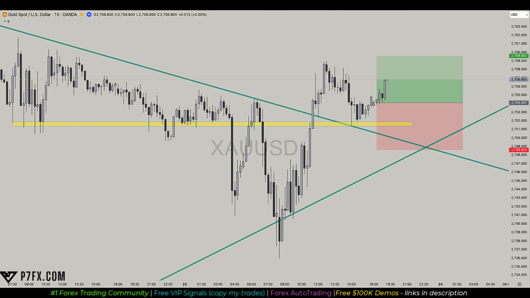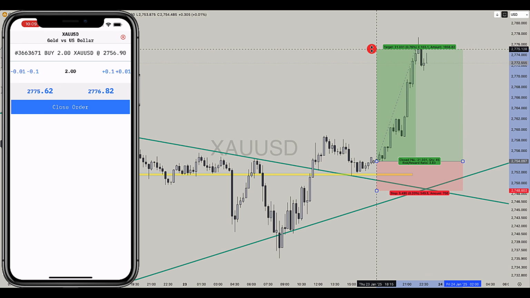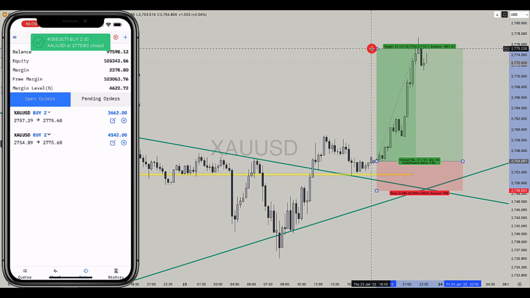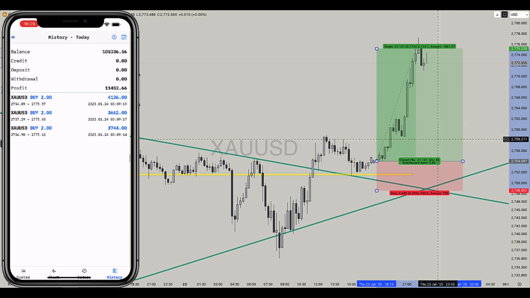So as price progressed, price hit our take profit targets at 27.75, where we closed our trades manually for about 200 pips from our entries, yielding over 11,000 in profit.